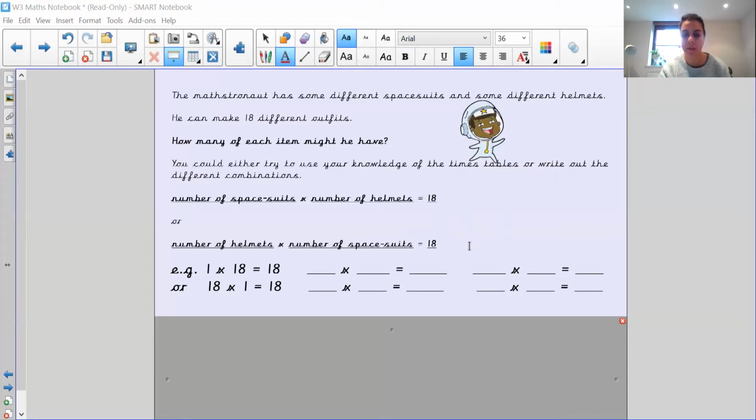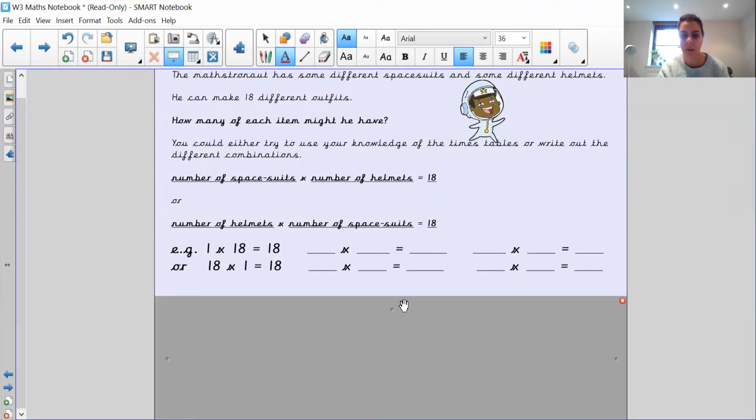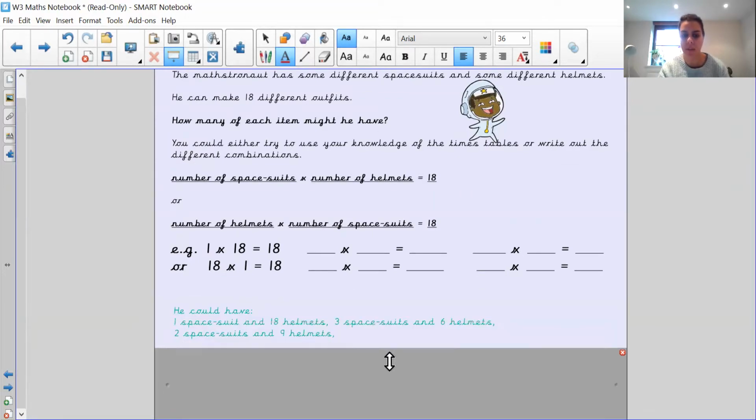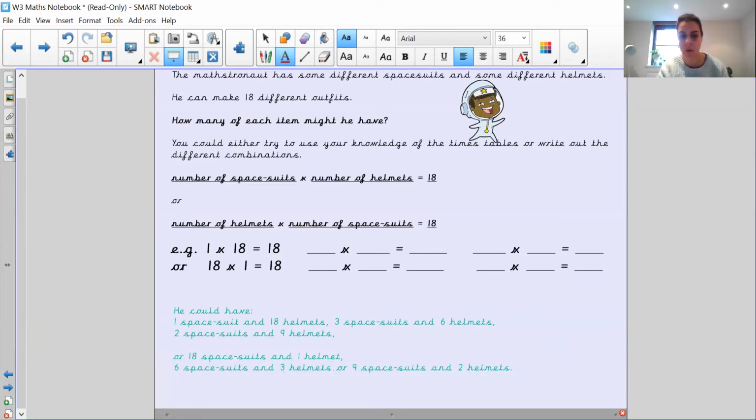Okay, if you know your times tables, then hopefully you've been able to work out some different examples. So I'm going to show you some answers on here. So he could have 1 spacesuit and 18 helmets, 18 spacesuits and 1 helmet, 3 spacesuits and 6 helmets, or 6 spacesuits and 3 helmets. So if you've got any of those, you can give yourself a tick. You could have 2 spacesuits and 9 helmets, or 9 spacesuits and 2 helmets. So well done if you've got any of those.